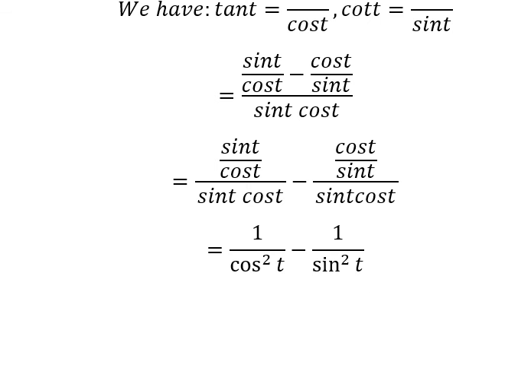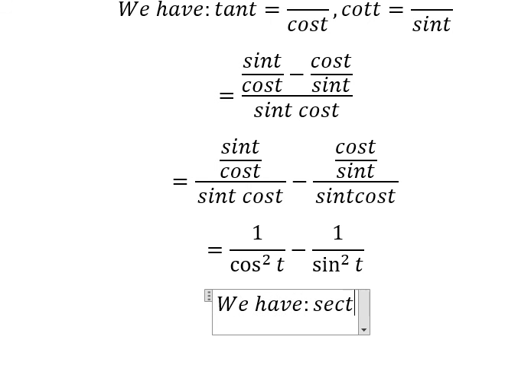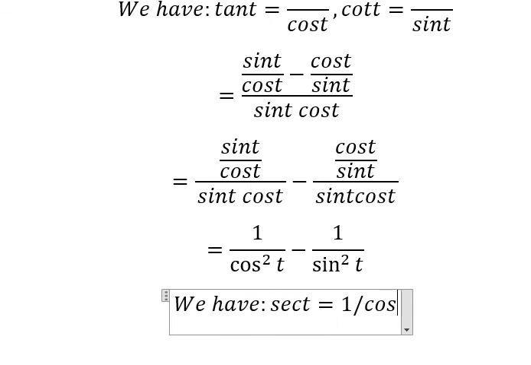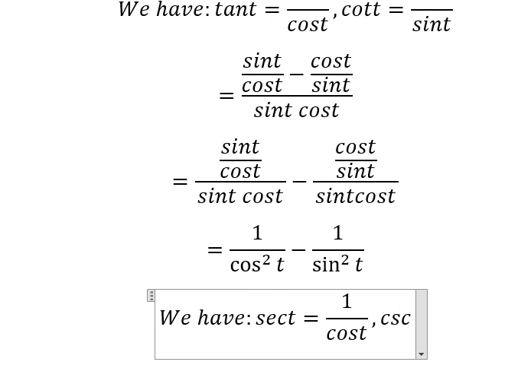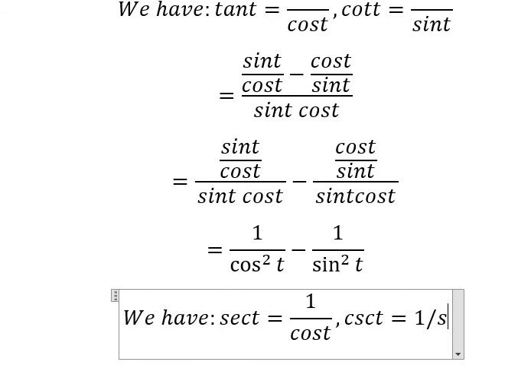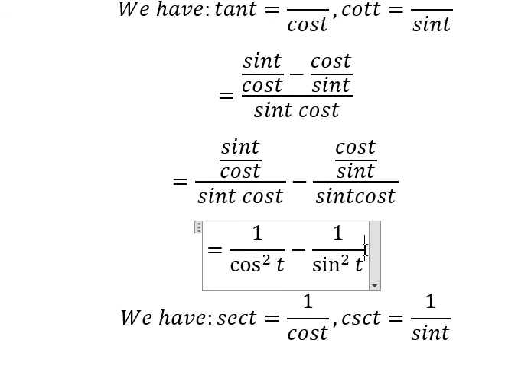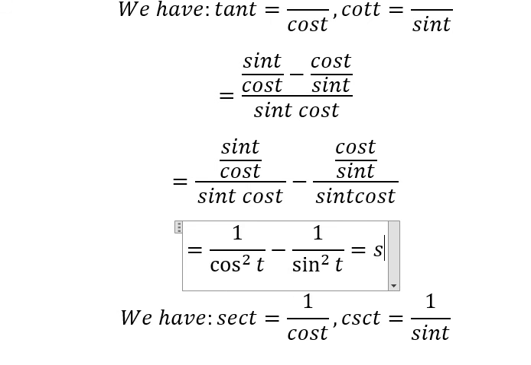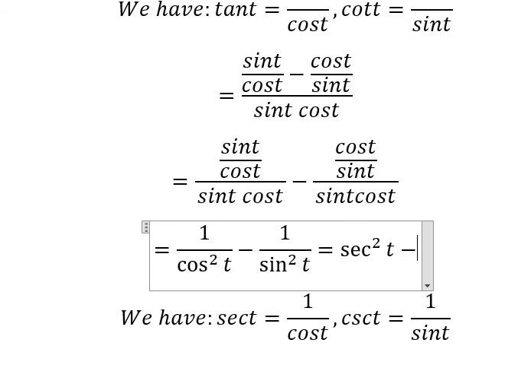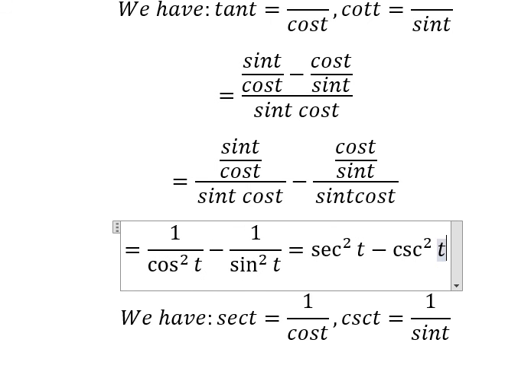Next, we have the formula in here. Secant of t equals 1 over cosine t, and cosecant of t equals 1 over sin t. So this one we need to change, and we have secant of t square minus cosecant of t square. And this is the final answer.